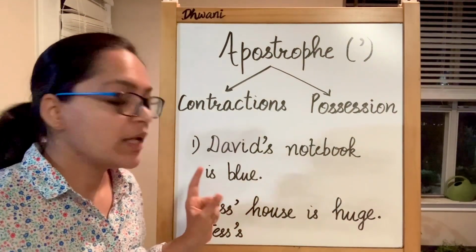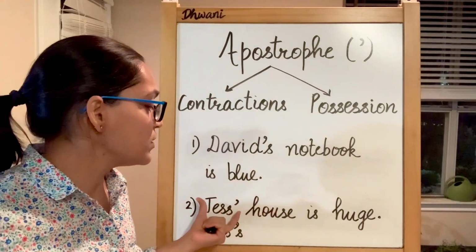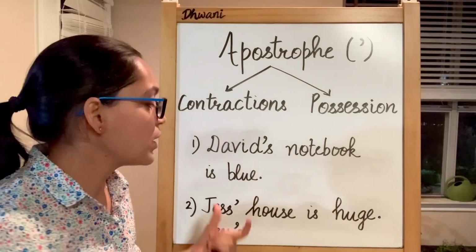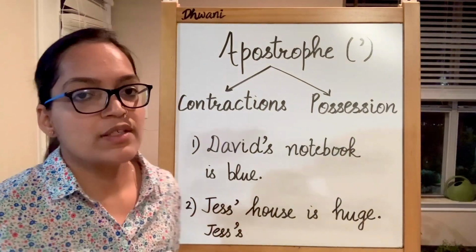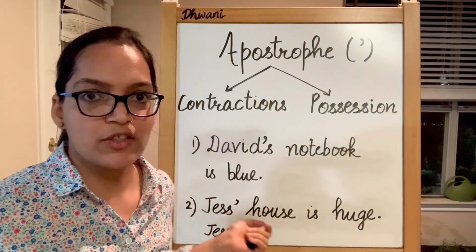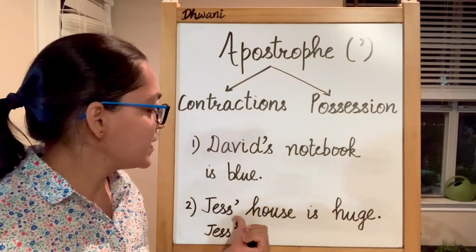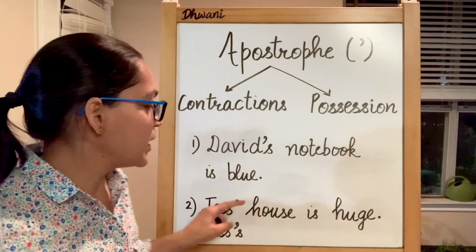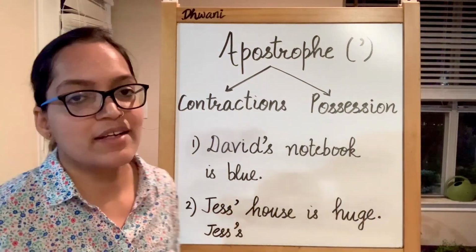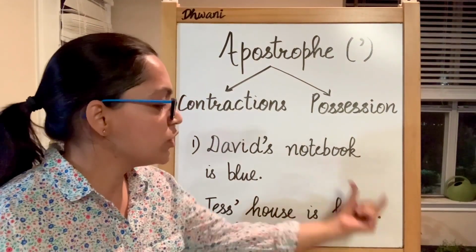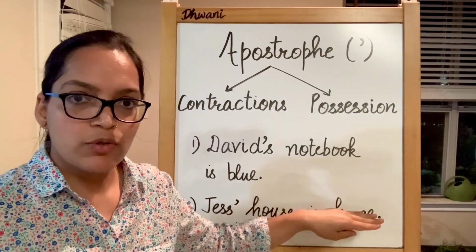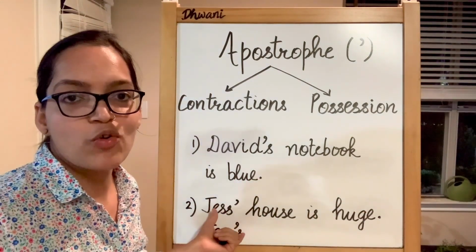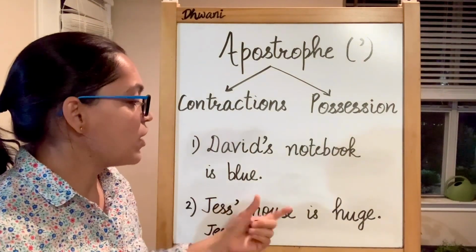This is correct. And do not consider Jess as more than one person. Jess is still one single person over here. But an apostrophe alone is also a correct way here, because it ends in S, and some people do not want to add more S. So they keep it short by just adding an apostrophe. So Jess's house is huge. That means the house is huge, and whose house is it? We show the possession that it belongs to Jess. Now Jess's house is huge.